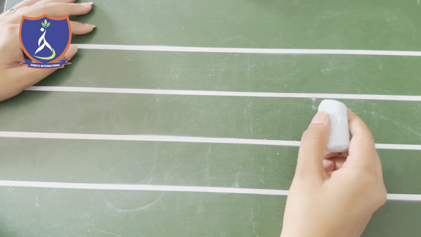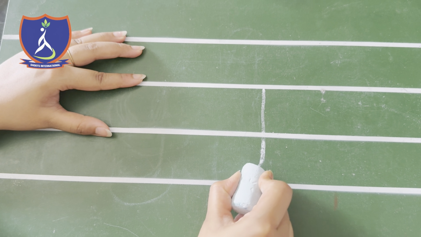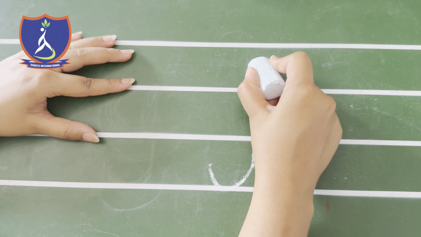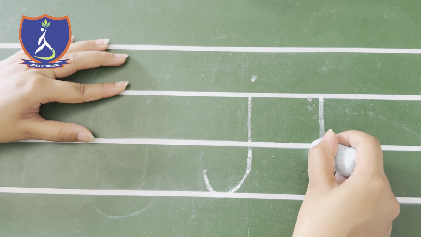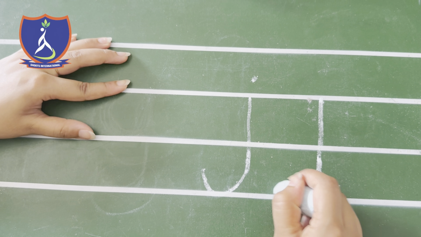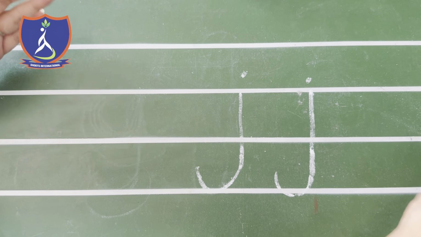Now we are coming to the last letter, that is the letter J. This is how we write J. Start from the grass line, come till the root line and around. This is the letter J.